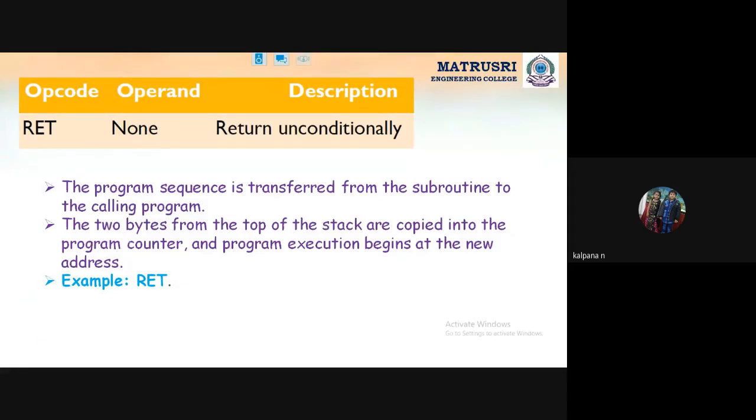Suppose we call 1050, meaning we call the instructions present at 1050. After executing the instructions there, we directly write RET. RET means the cursor comes back from 1050 to the normal main program, where we were before the call instruction was used. RET means return to the main program: the program sequence is transferred from the subroutine to the calling program. Understand?